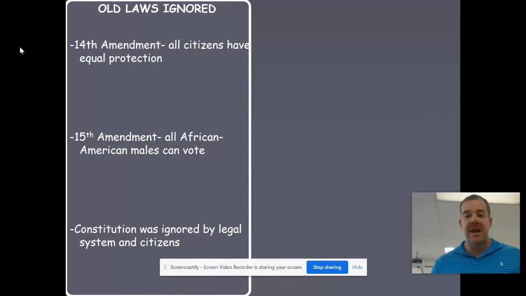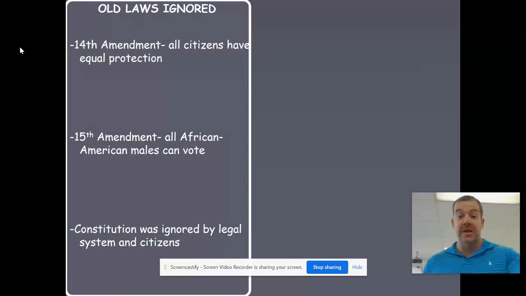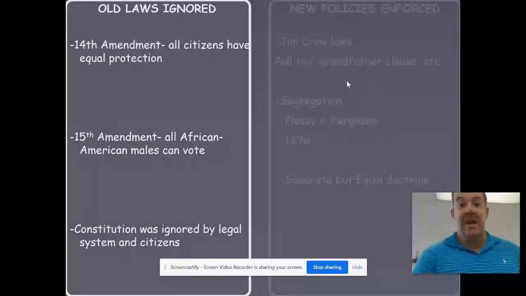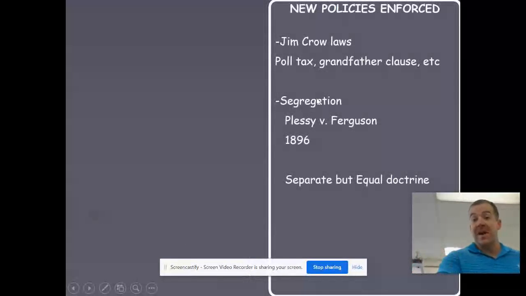Well, that was ignored in the South too, because they would not let African Americans vote, and I'm going to explain the ways they got around this, and around the 14th Amendment. The 14th and 15th Amendments are in the United States Constitution, but they were ignored in southern states. So what we had in the southern states at the time was just a policy of discrimination towards African Americans. And these are ways that they did that.